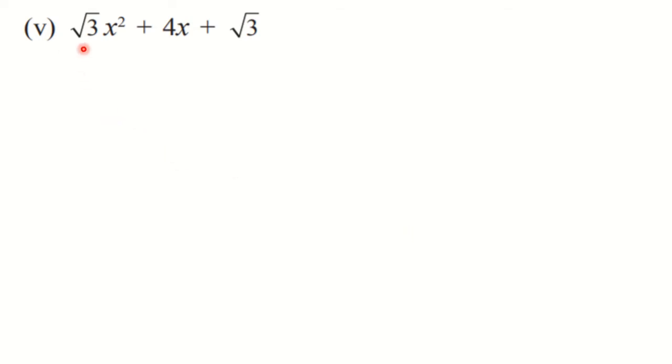You can see here root 3 x square plus 4x plus root 3. Here we have to factorize this polynomial. So let us see what we can do. You can see that the first term is root 3 and the last term is root 3. We have to multiply these two terms. So root 3 into root 3, what are we going to get? We are going to get 3.